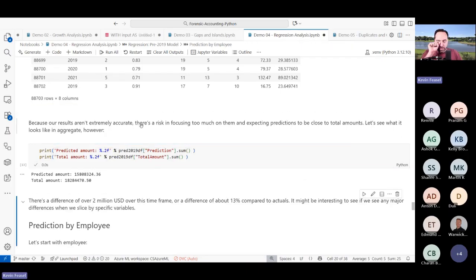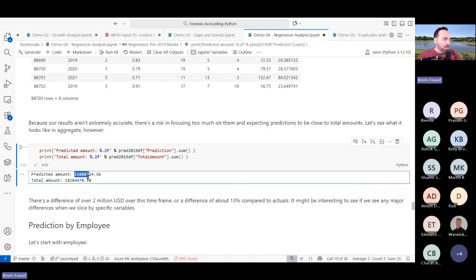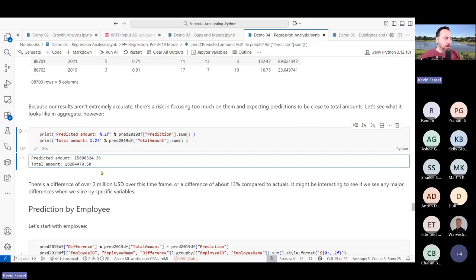But in aggregate, predicted amount, $1.58 million. Sorry, $15 million. Missed a comma. So $15.8 million. Total was actually $18.2 million. That's a good almost $2.5 million difference for this. Basically looking at 2019 to 2021 versus what we would have expected from a straight line. So if you go back to the earlier picture where we had the big hook, the straight line says that's about a $2.5 million difference over the 3-year period.